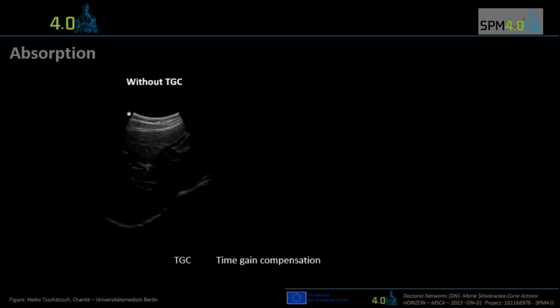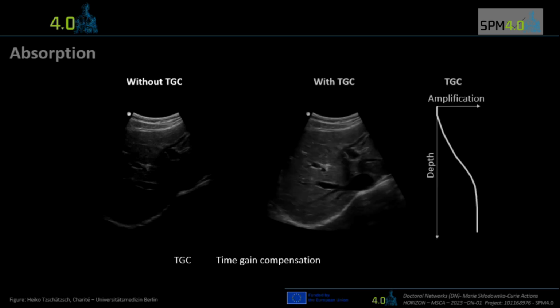If you have the absorption, our ultrasound image will look like this. So we have high intensity in the near field, where the transducer is placed here on the top, and the wave is propagating in an axial direction, so to the left. And we don't see anything deeper, and therefore they introduced the time gain compensation. That's just an amplification, which is depth dependent, to make the image more homogeneous in terms of intensity.